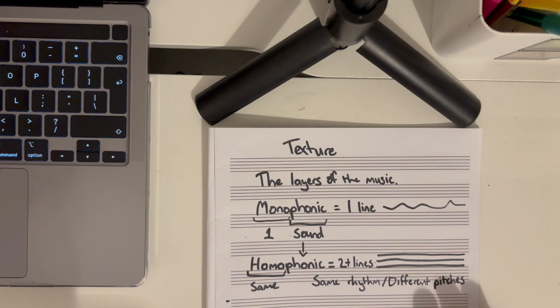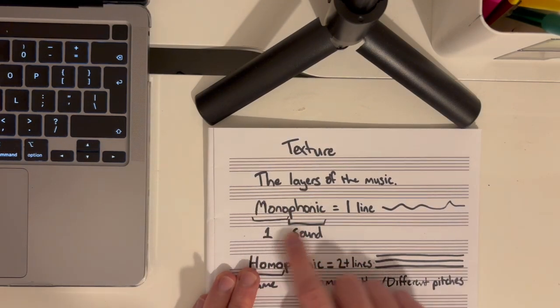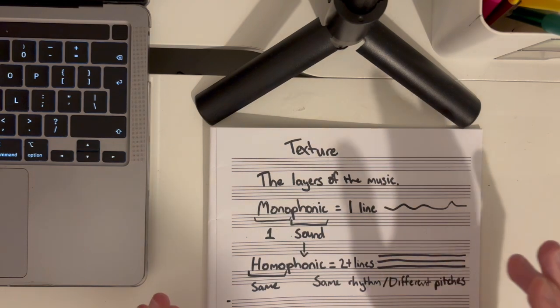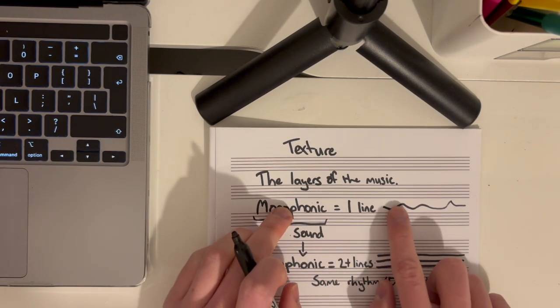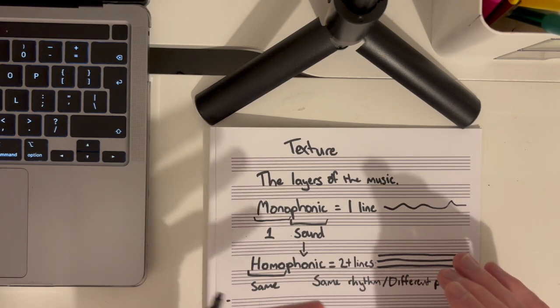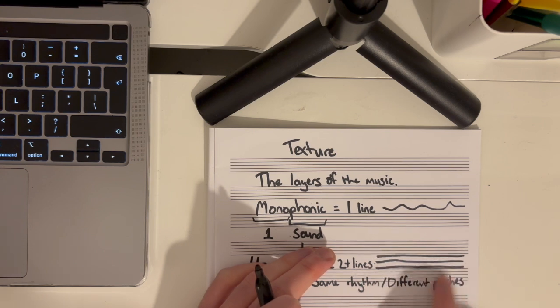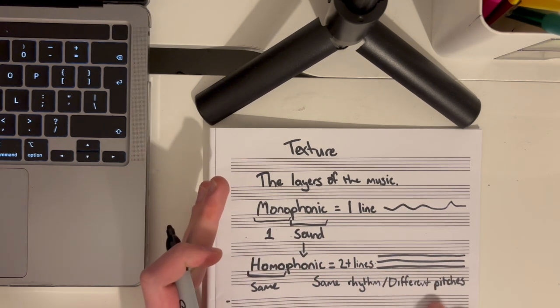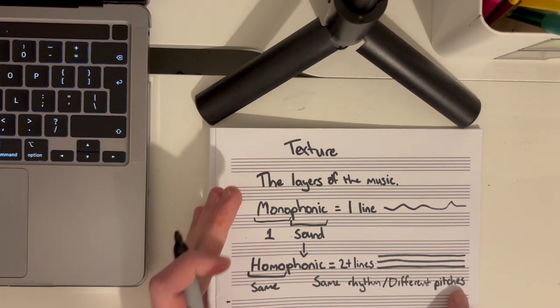So, quick recap, we have monophonic, which from our etymology, the study of words, is one sound, and we have one line. Whereas homophonic, we have 2 or more lines, and they are playing the same rhythm, however, different pitches. Same rhythm, different pitches. Okay.